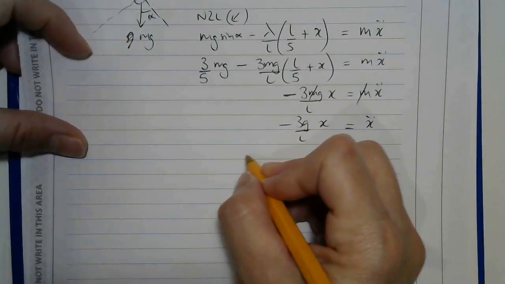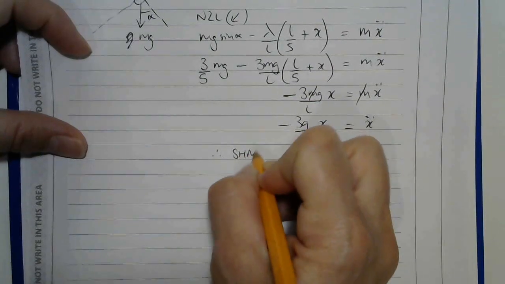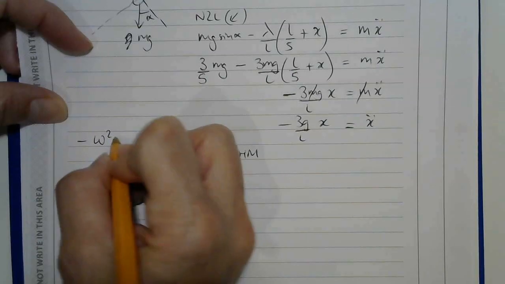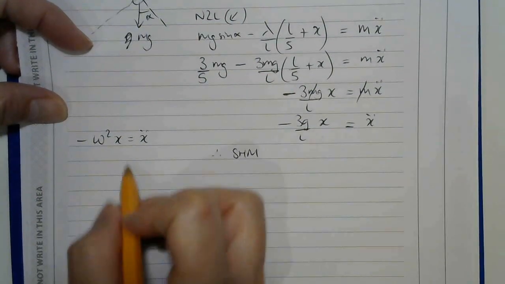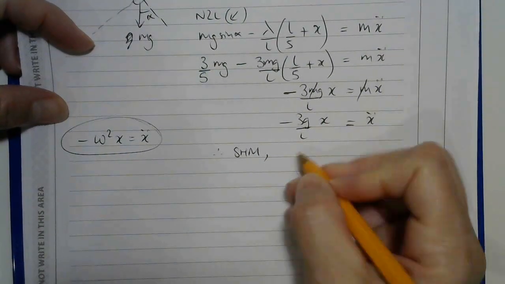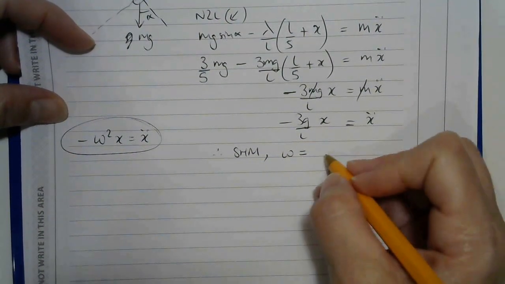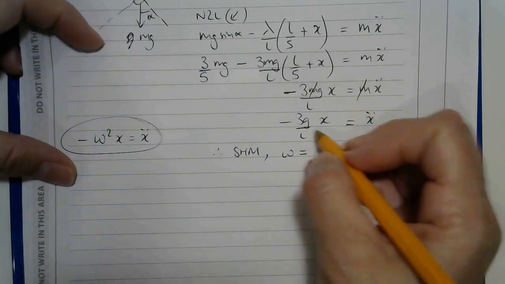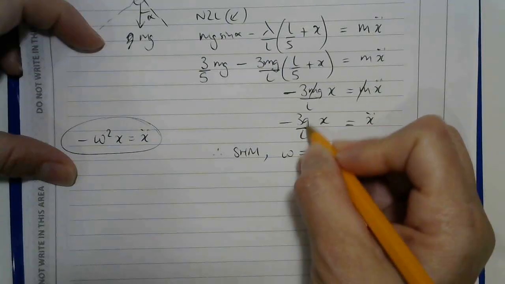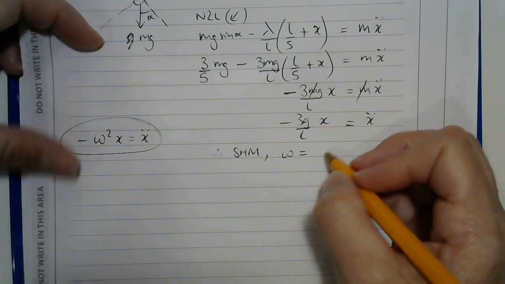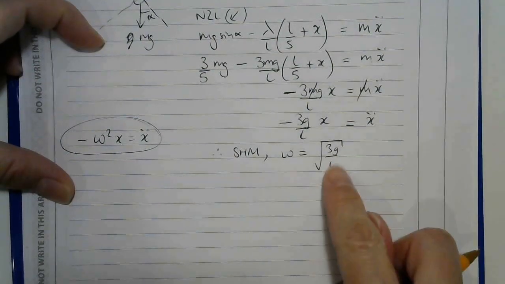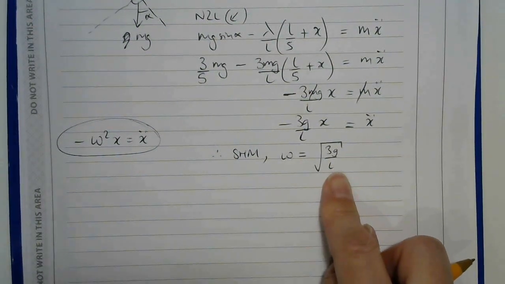And so that proves that I have simple harmonic motion, because I have x double dot equals minus omega squared x. This is your equation for simple harmonic motion, and I can straight away read off the value of omega, which is the square root of the coefficient of x, ignoring the negative sign. So here I get the square root of 3g over L for omega.